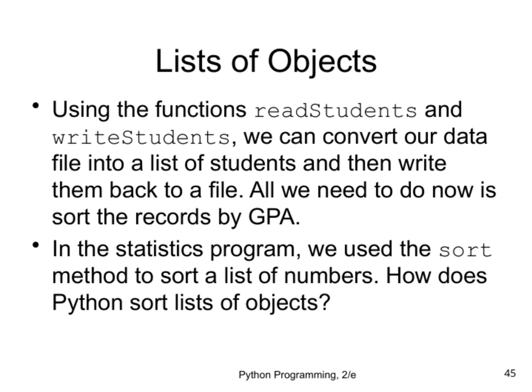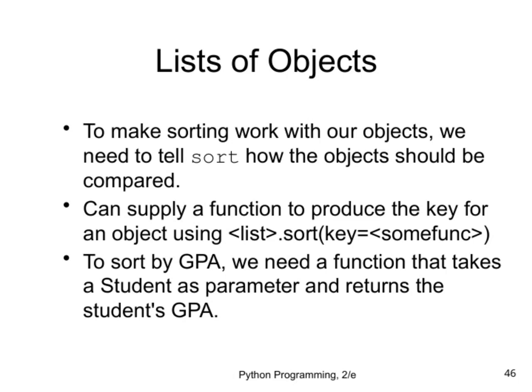It's not just about numbers anymore. It's about defining the criteria for comparison, like GPA in our case. So the main point to remember is that, when sorting objects, we need to specify how Python should compare them. And that connects directly to our overall goal of organizing and analyzing student data efficiently. To make sorting work with our objects, we need to tell the sort function how to compare them. We can do this by supplying a function that produces a key for each object, using the syntax list.sort(key=somefunc).